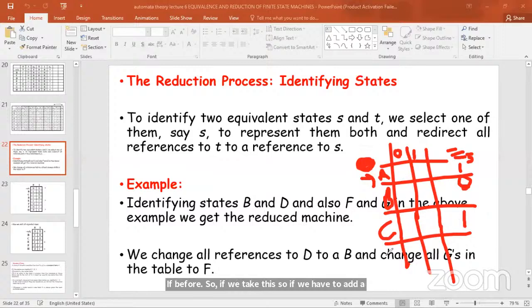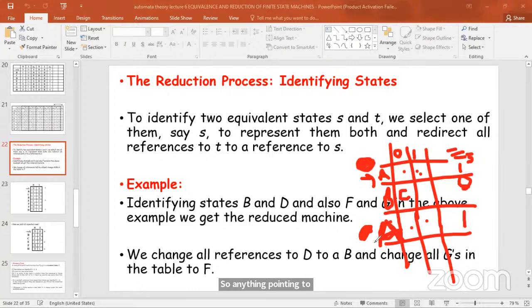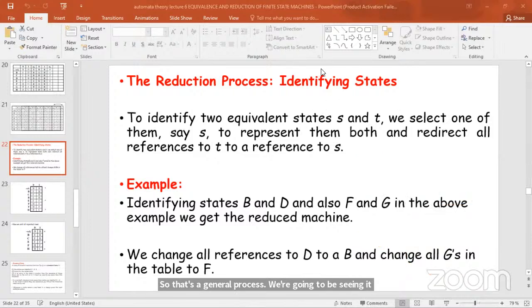So if you want to draw a new table, this column will be changed to A because A has the same equivalence as C. That means A can do the job of C. So C will be replaced completely, and the input value here will also be what will be here. Anything pointing to C in this place, you have to change to A, right? So that is the general process. We're going to be seeing it very soon in our example.